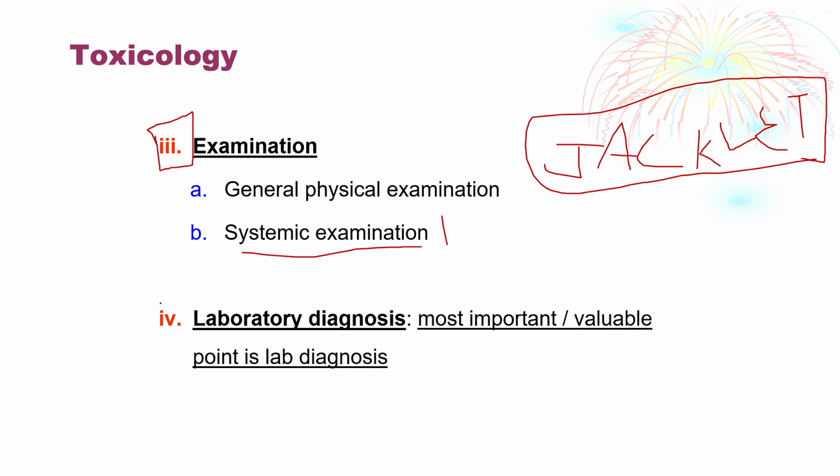The most important is the laboratory diagnosis. If I take some blood, serum, or some viscera to the lab for examination, it will specifically tell me about the poison that has been used.